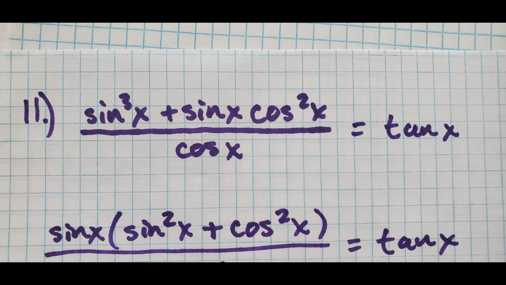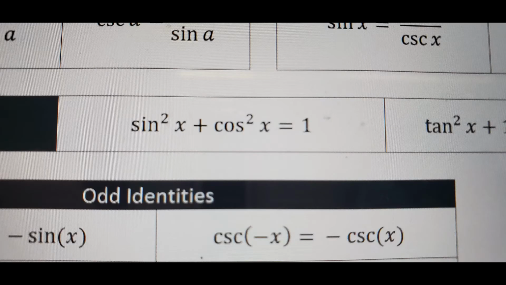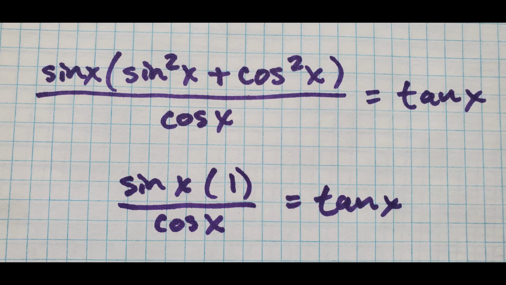On the left side, we have a bunch of stuff going on. The very first step is probably the hardest step to recognize. On top, we have sine cubed plus sine of x times cosine squared of x. Both of those things have a sine in them, so we're going to factor that sine out, and you'll end up with this. Now, if you don't recognize the sine squared of x plus cosine squared of x, that comes from our Pythagorean identity. These two added together equals 1, so we're just going to replace that with a 1.